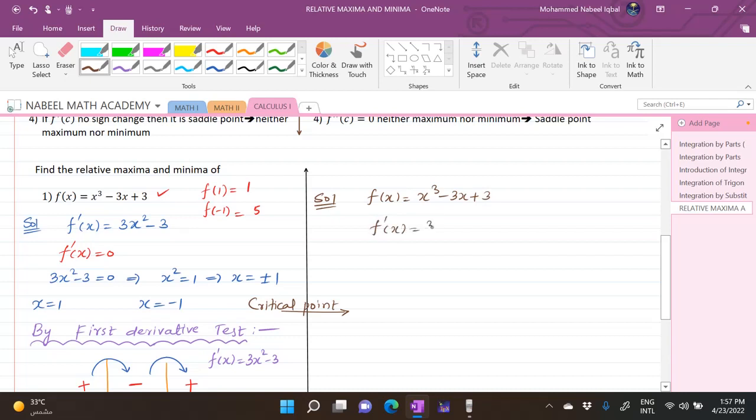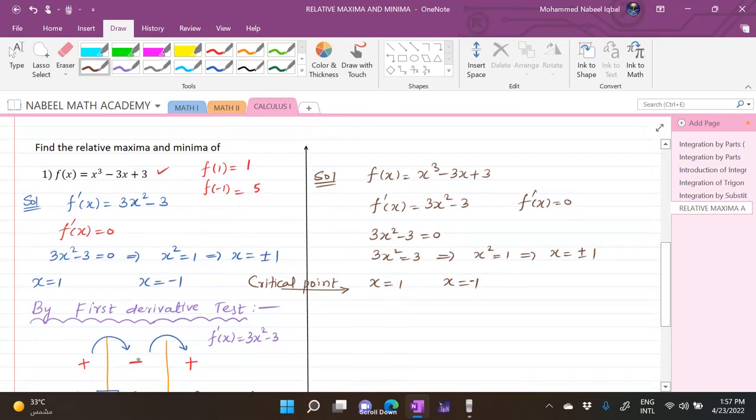You will find it as 3x square minus 3. When I substitute f prime of x equals 0, you will get 3x square minus 3 equals 0. 3x square equal 3, and if you cancel, x square equal 1, then x equal plus or minus 1. So we will get 1 and minus 1. Now I have to do the second derivative. Since the name is second derivative, I have to use the second derivative. So you have to calculate the f double prime.